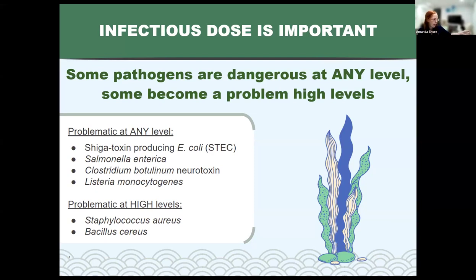All of these pathogens have been detected on freshly harvested seaweeds. Things like Shiga toxin producing E. coli are going to be problematic pretty frequently, even at low levels coming in. Something like Staph aureus, a low level is probably not problematic. It's really the growth that fuels some of the risk associated with it.